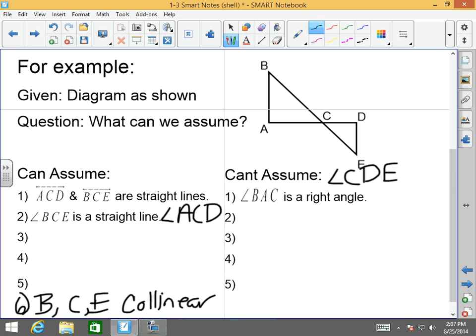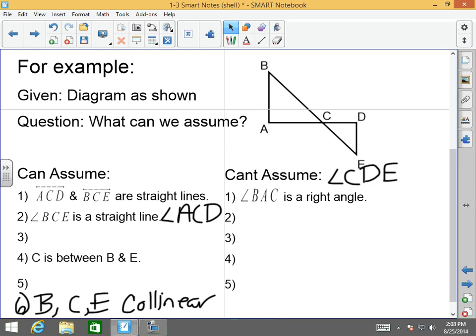Oh, now you guys are thinking. Point C is between B and E, or you could have said point C is between A and D, because all three of those are collinear. What else?